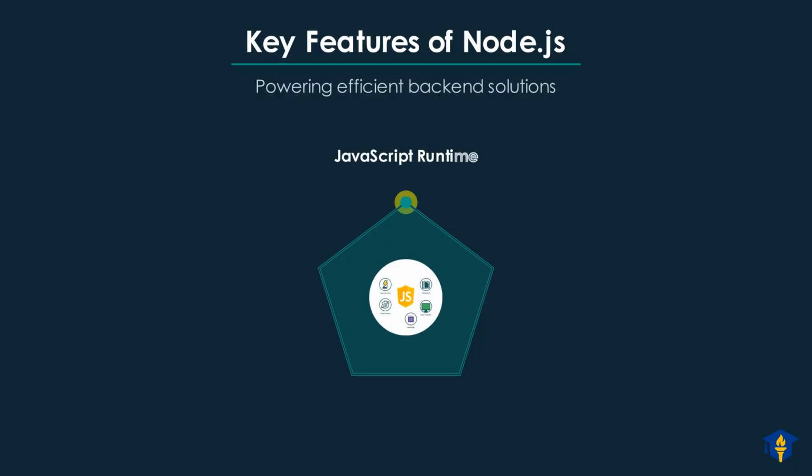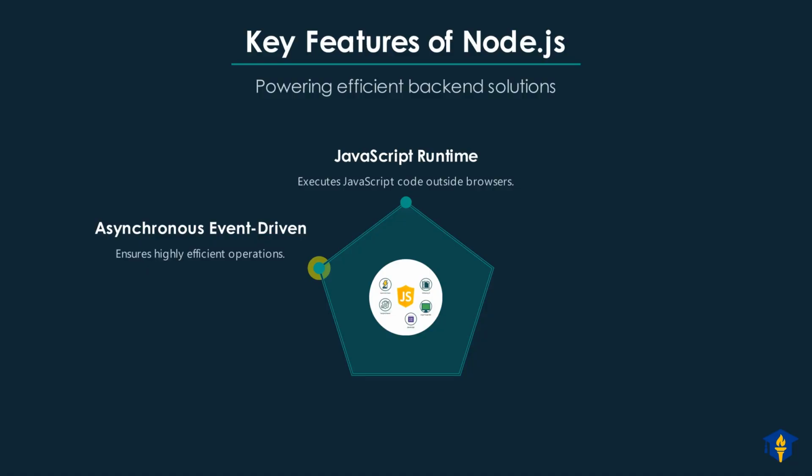First, Node.js serves as a JavaScript runtime environment, allowing you to execute JavaScript code outside of browsers. This enables you to use JavaScript for both front-end and back-end development, creating a unified language stack. It operates on an asynchronous, event-driven model, which ensures highly efficient and responsive operations for your applications. This design prevents bottlenecks, allowing Node.js to handle many operations concurrently without waiting for each to finish.